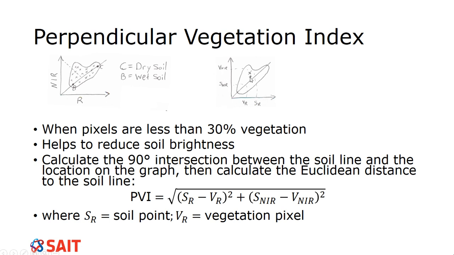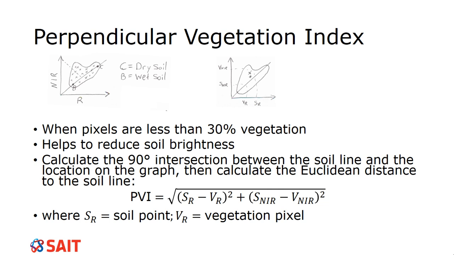I'll try to use my mouse as much as I can here to describe this. It really is an intersection. That's all it works out to be. It's like, where does it intersect on this line? And that's what it comes down to. So we use the PVI when pixels are less than 30% vegetation. This is really helpful when you're dealing with rocky areas or sandy areas, urban areas, as you often have pixels with less than 30% vegetation. So it can help reduce soil brightness.